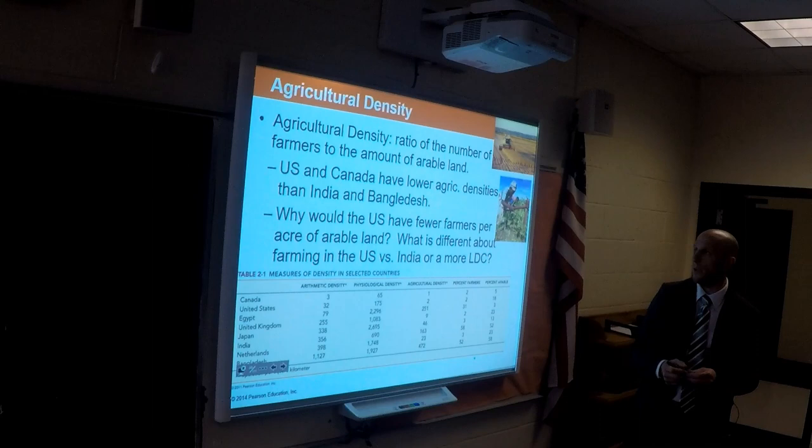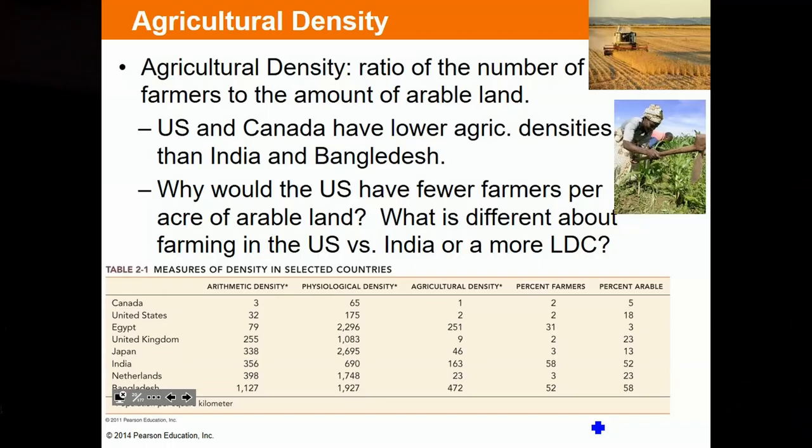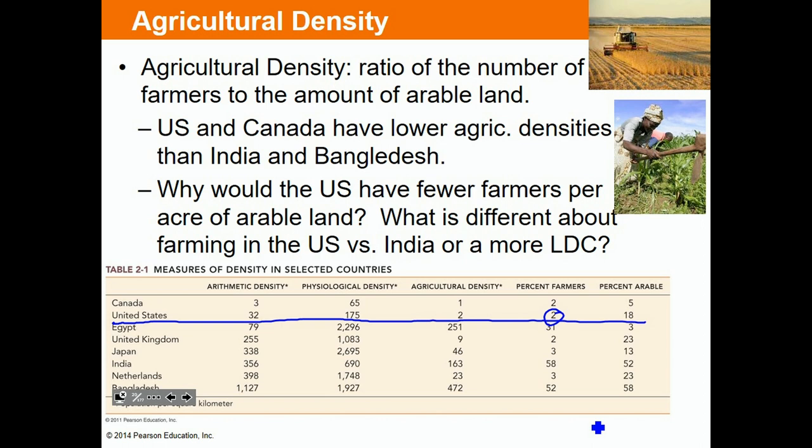All right, so this slide shows a comparison of some of the different regions on the basis of their arithmetic, physiologic, and agricultural density. I'm only going to take the time to show you a few examples here, the first one being the United States. Notice the percent of farmers in the workforce is 2% of the workforce, very, very small amount. Percent of arable land, relatively low. But it's an MDC, and we're not really doing without. Our population density is relatively low because the West is very, very sparsely populated, and our most densely populated area is the New England region.